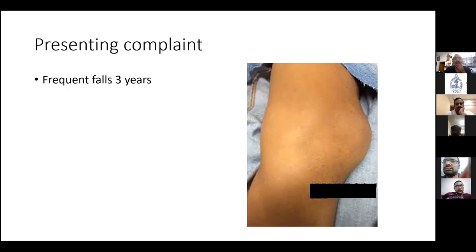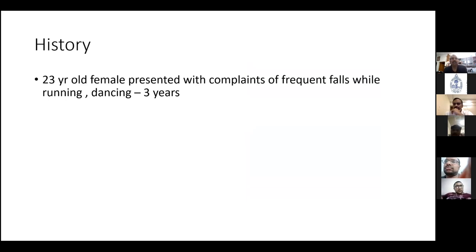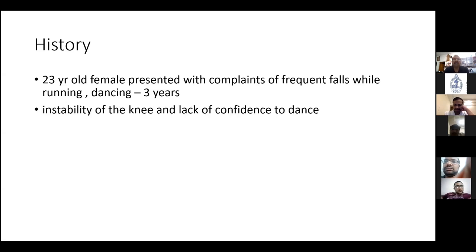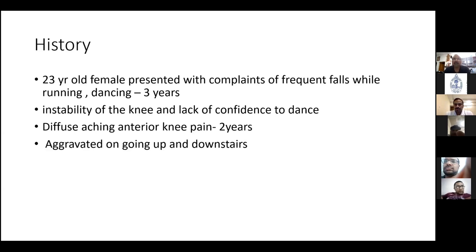So she gives a history of frequent falls of 3 years and pain of 2 years in the knee joint. History-wise, she's a 23-year-old female with frequent falls while running and dancing for 3 years, instability of the knee, lack of confidence to dance, and diffuse aching anterior knee pain of 2 years now, aggravated on going up and down the stairs. Knee swelling occasionally. So, Rahul, which area will be the problematic area in the knee from the history?